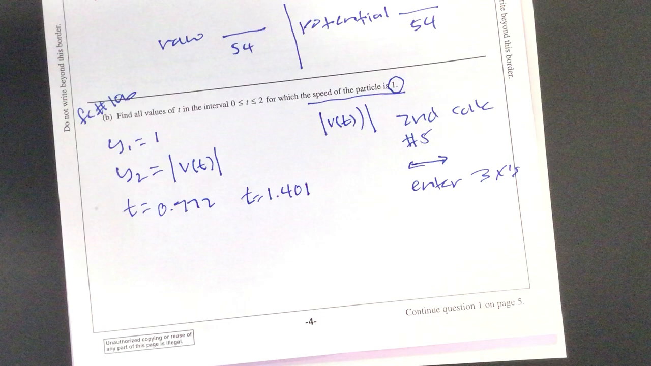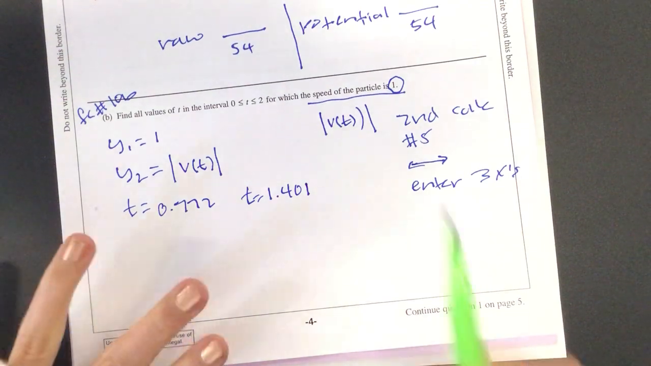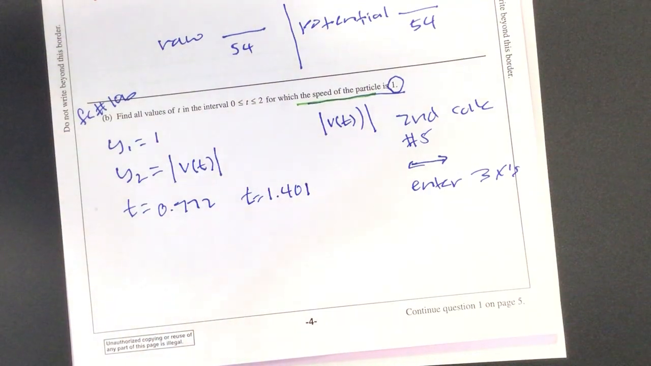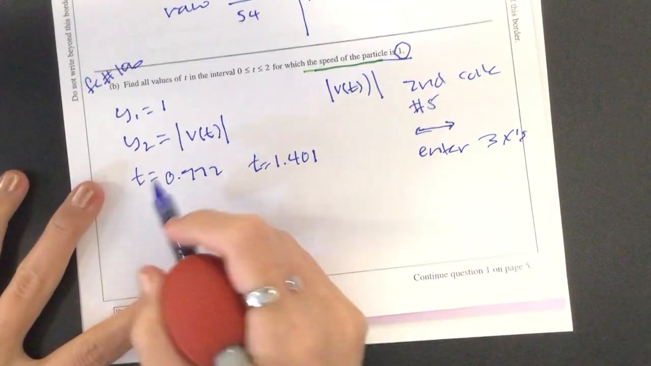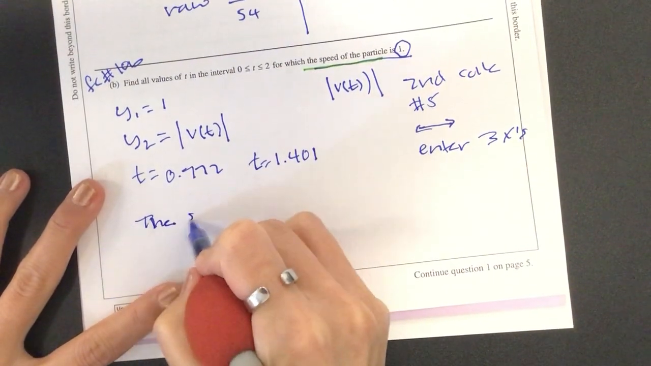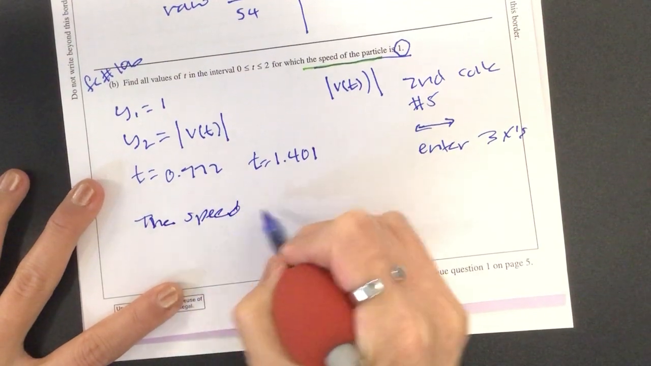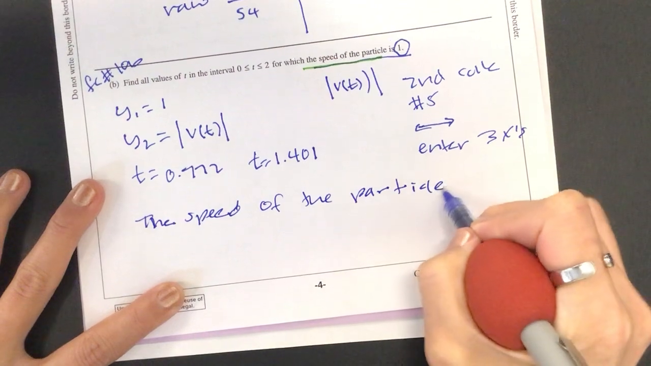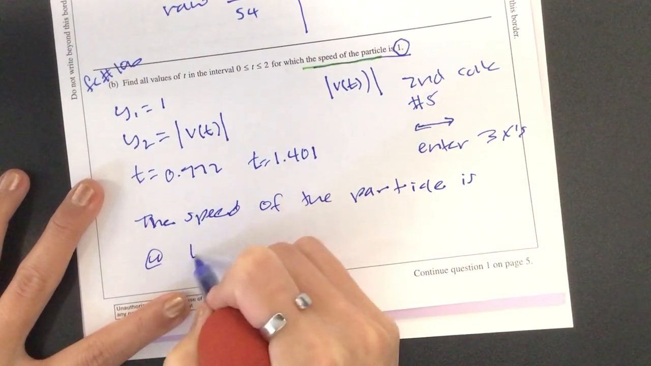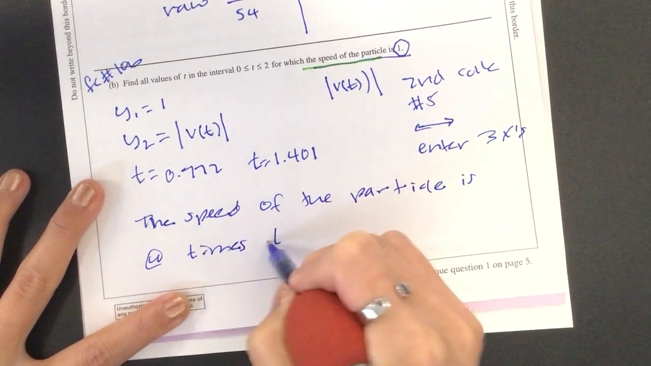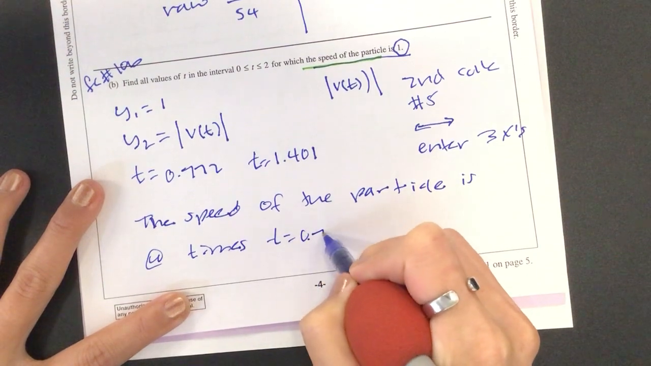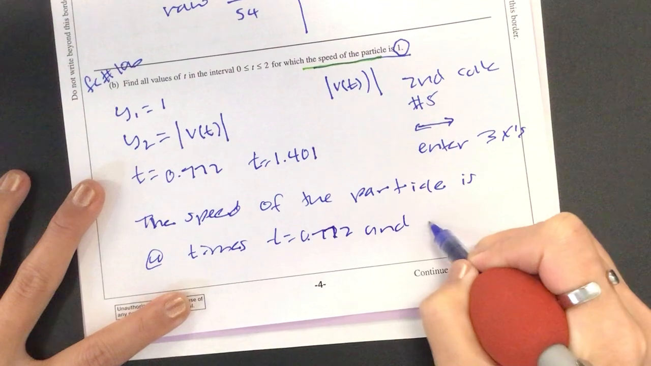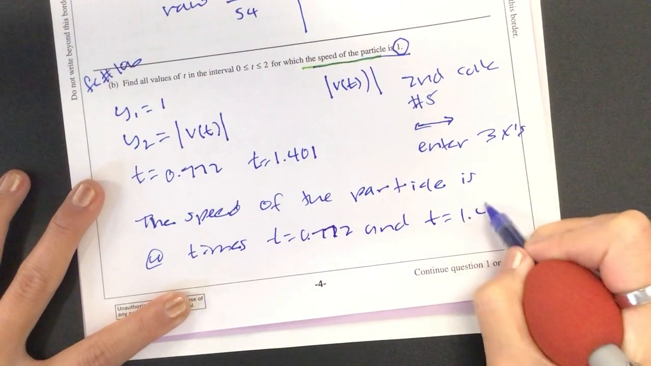So let's go ahead and write out in sentence. So we have the speed of the particle. The speed of the particle is blah and blah. So the speed of the particle is at times, the first one was at 0.772. Ooh, 772. And t is equal to 1.401.